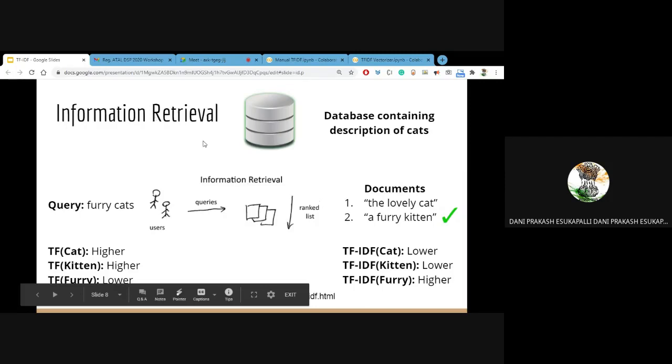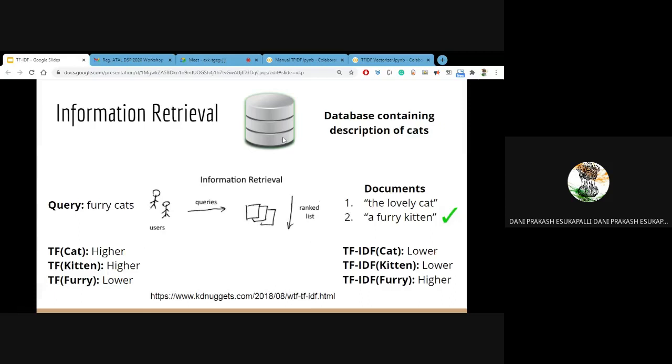So this is the example. Here we have a database containing descriptions of cats. The user is querying "furry cats". This is the query of the user. So we have to retrieve some documents that are related to this query. In the database we are having descriptions of cats, right?